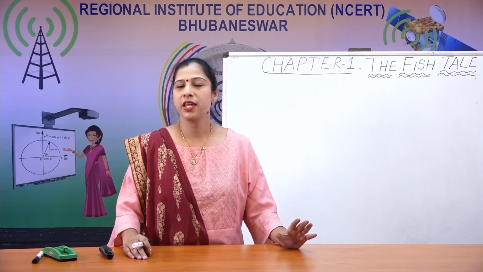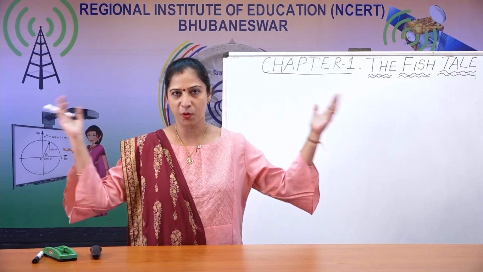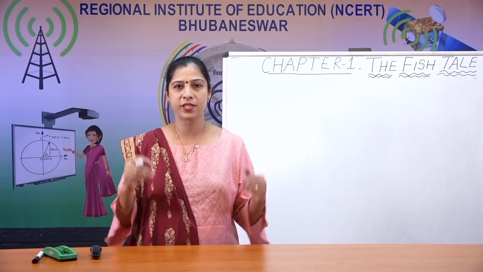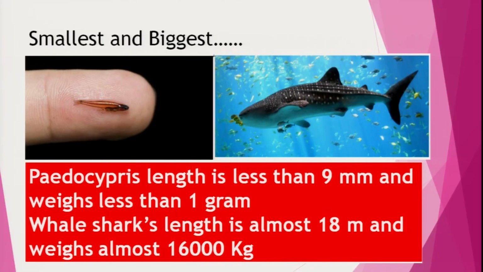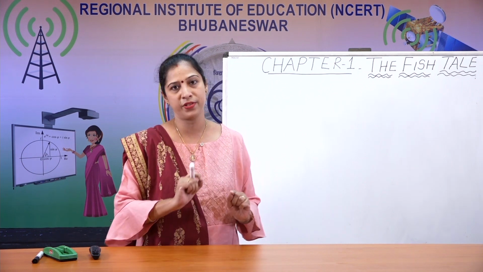Now, children, water is a very vast body. Ocean, sea, they are very vast. And different types of fish live there. Now, the smallest fish is called Pedocypris. Its length is less than 1 centimeter, just near to 9 millimeter. Can you imagine? That is why in the picture you can see how small it is. It is so small that it can just fit on the tip of your finger.